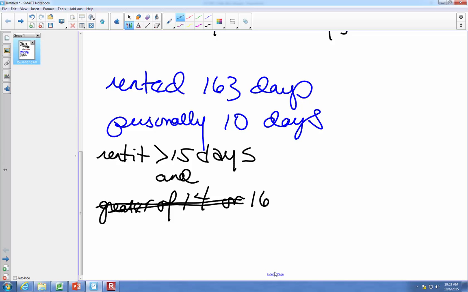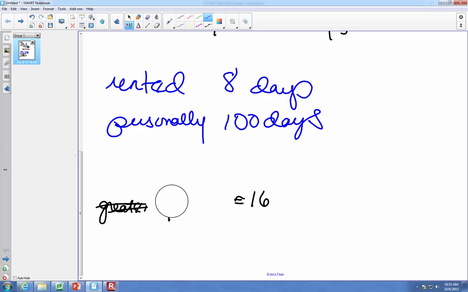Okay, last example. Do these rules apply no matter where your rental residence is, no matter what state? Yep. Last example, I used it personally for 100 days, and I rented it for 8. What do I have? Category 1, primarily personal. I just had a little rental on the side.